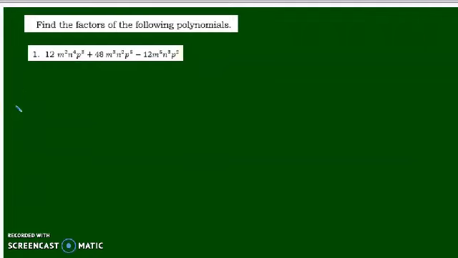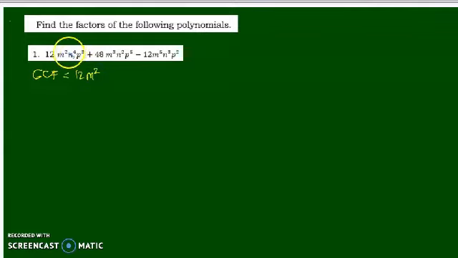Okay, so what is the GCF of the numerical coefficients? So we have 12, 48, and another 12. So the GCF is 12. Now, how about the literal coefficient? For the variable m, we have here m squared, m cubed, m to the fifth. Again, get the least exponent of the variable. So in this case, that is m squared.